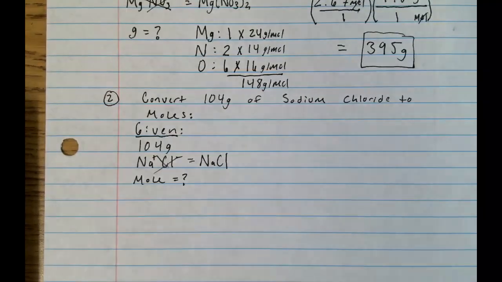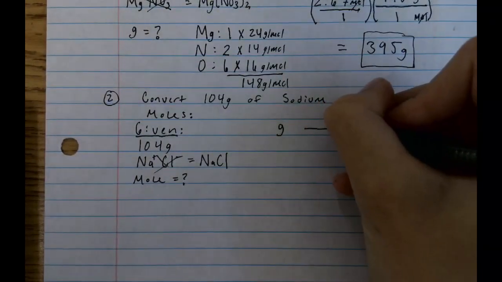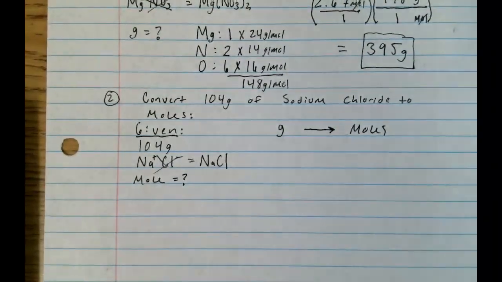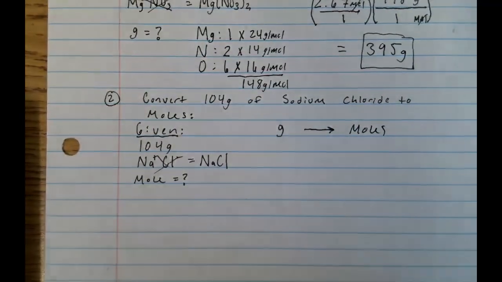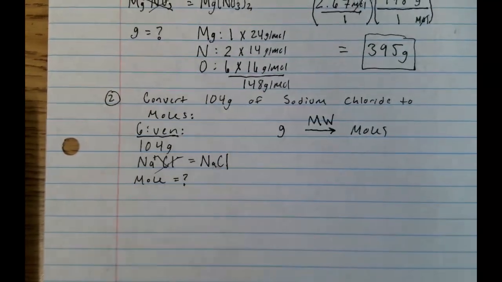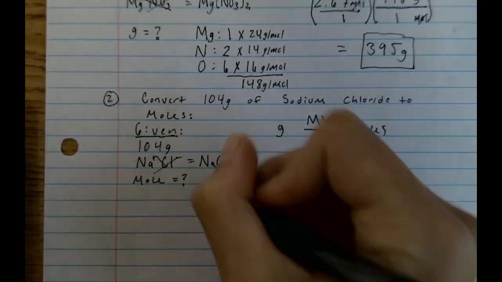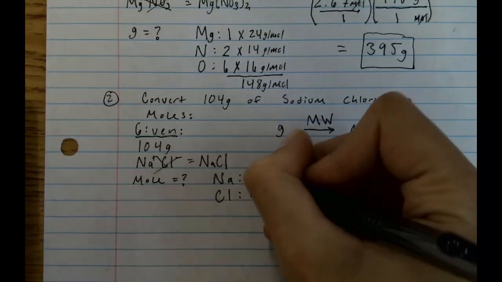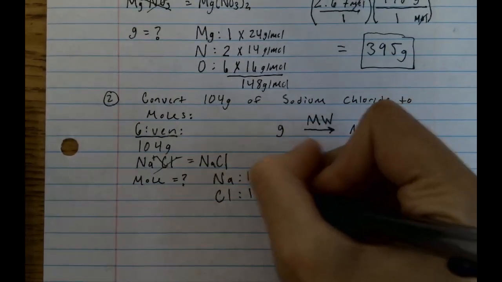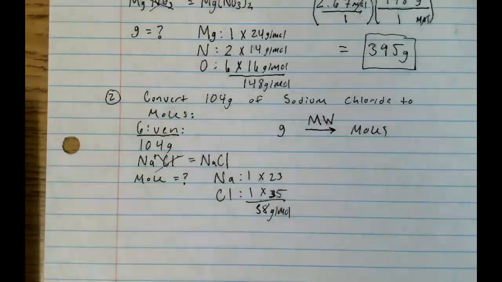Just like last time, we want to make a map of where we are and where we're going. We're given grams, and we're trying to get to moles. Like I told you in the last video and in the last problem, the way you bridge the gap between grams and moles is through molecular weight. So our very next step is to figure out what the molecular weight of sodium chloride is. We have Na, there's one of them. Cl, there's one of them. Multiply that by the atomic masses of each of them, and you get 58 grams per mole.